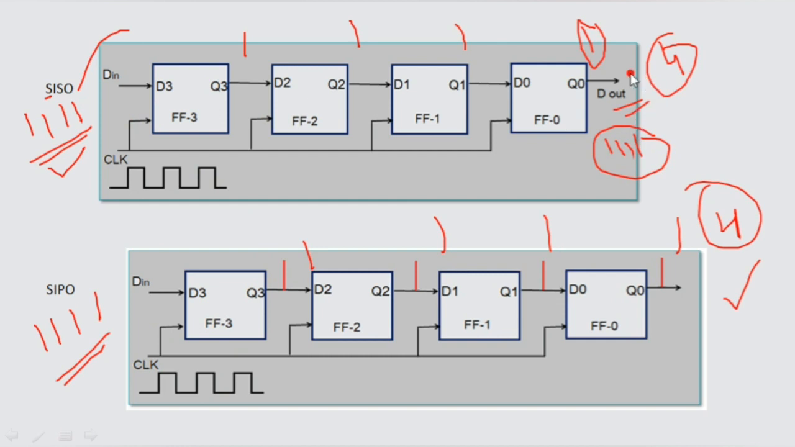Here output is serial. Only at this point we have to check our output. This is my input. After 4 clock pulses, I got only 1 but not the remaining. So 4 clock pulses are not enough here. So we will see how many extra clock pulses are required to get the remaining 3 here.